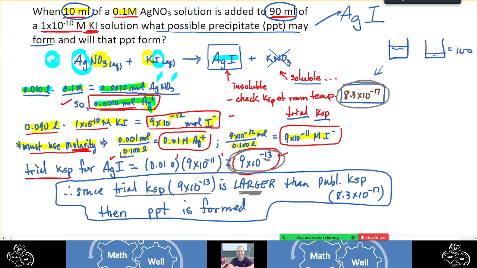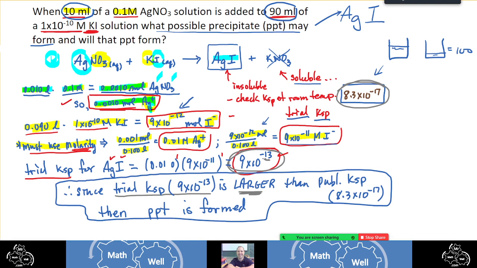which is 0.10 liters. That's why I'm using this number right here for my volume. That's the volume of the new solution. So I take my number of moles right here, divide it by the volume of the new solution, and I get my concentration, capital M, of Ag+. I do the same thing with the I. I take the moles from right here and divide it by my volume, and I get this concentration.